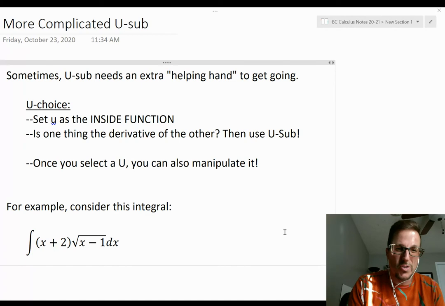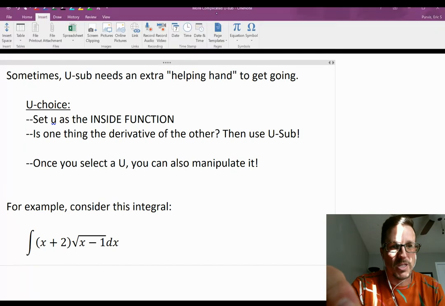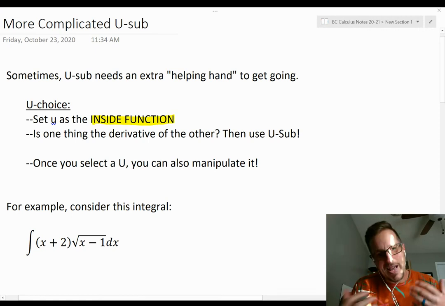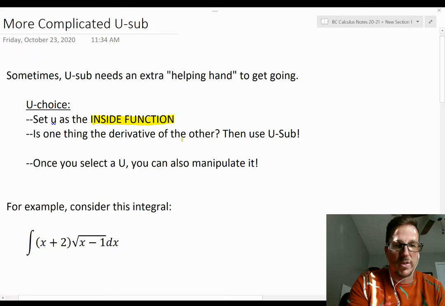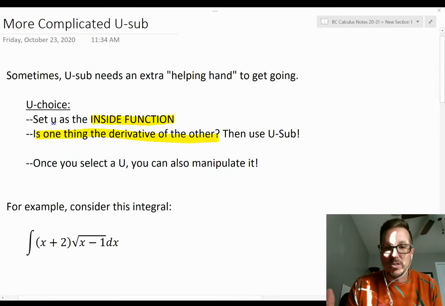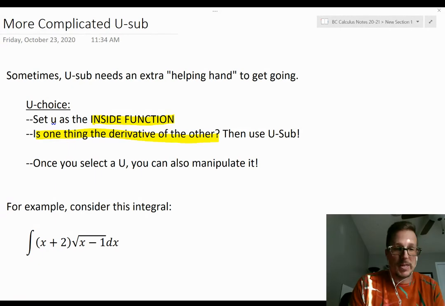So again, normally we want to start by picking the inside function as the U. That's the most common choice for U, but that's not always the case. Sometimes you've got to ask yourself, is one thing the derivative of the other? If so, then I can use U substitution to simplify that expression. There's other times, though, that once you select a U, you're going to have to manipulate the U. So I'll show you a couple of examples of what I mean by manipulating the U.